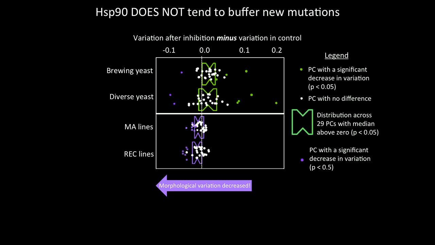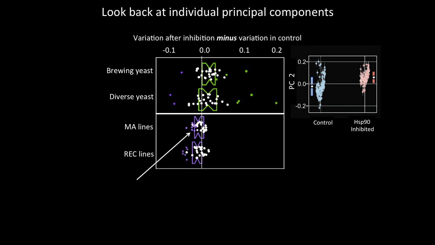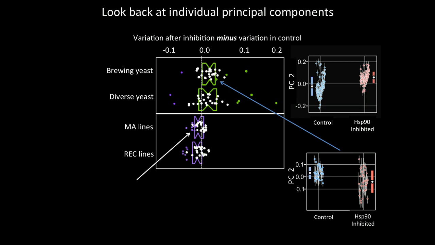So let's look at an individual principal component just to understand this better. So we'll look at this principal component here, and you can see that for this PC, the yeast lines in the control condition have greater phenotypic variation between them than in the Hsp90 inhibited condition. And this is exactly the opposite of what we saw for the same PC in the brewing strains.